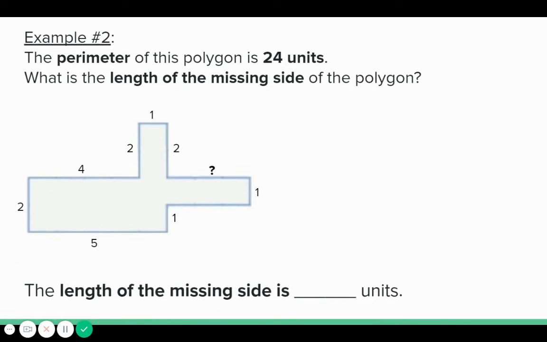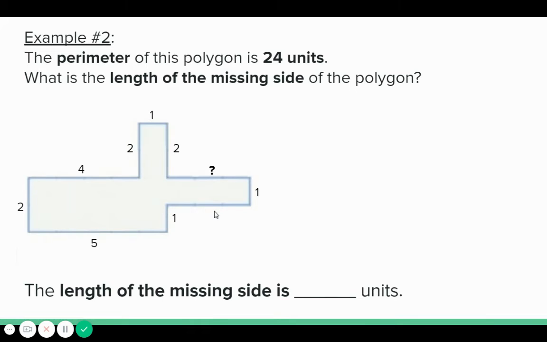Now for our second example, in this case, the perimeter is given. So we know the perimeter. It says the perimeter of this polygon is 24 units. What is the length of the missing side of the polygon? And yes, this shape is exactly the same as the one from example number 1. So this is also a 10-sided polygon and has been labeled. We have the length of each side, but there's one side that we don't know the length of. Now, we may know the length from the previous example, but the purpose of this example is to find out how we can determine it.